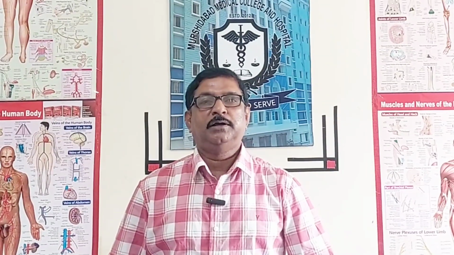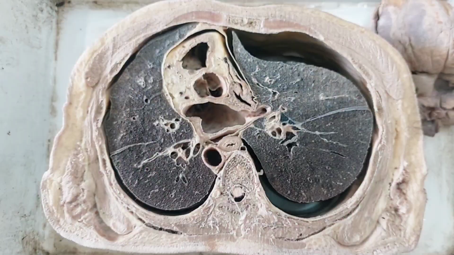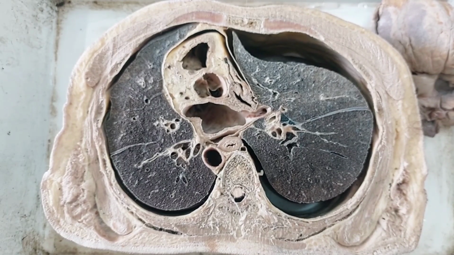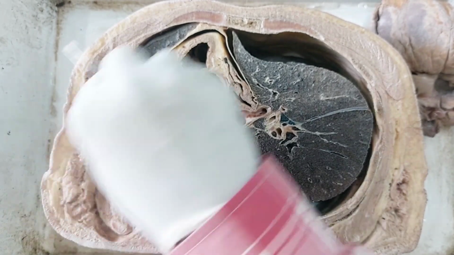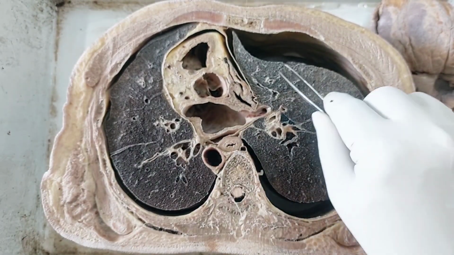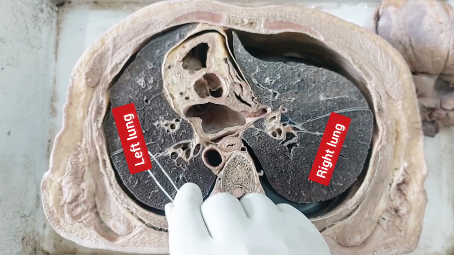Next to the abdomen, now I am going to introduce the structures of the thorax. This is a section at the level of the thorax. In this section, we can see two larger dark colored structures. These two are the lungs, one right lung and one left lung.